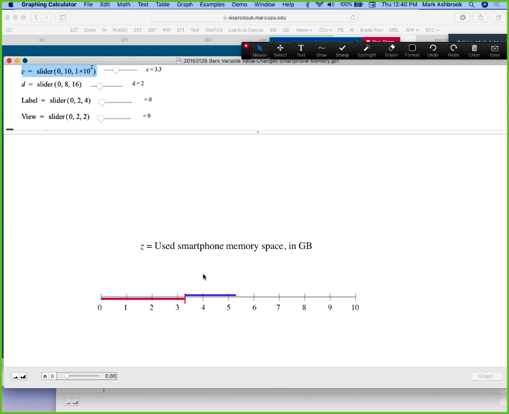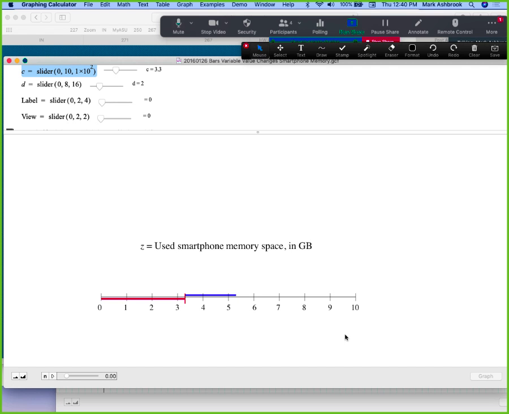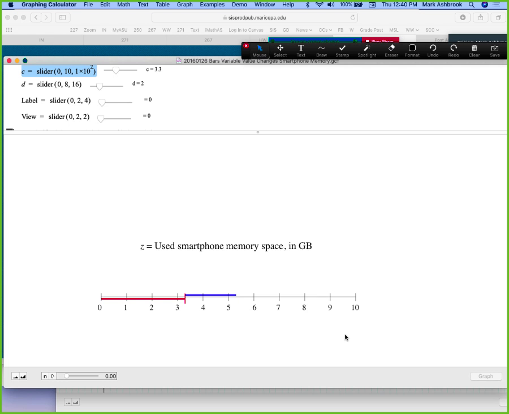Okay, if z is the used smartphone memory space in gigabytes, I have a red bar and a blue bar. What might this be showing or depicting relative to that situation? What do you think?